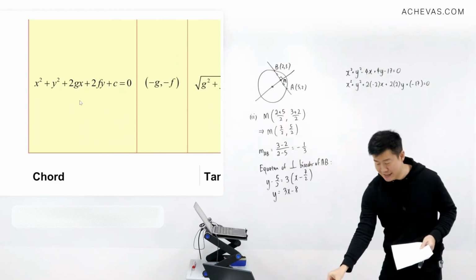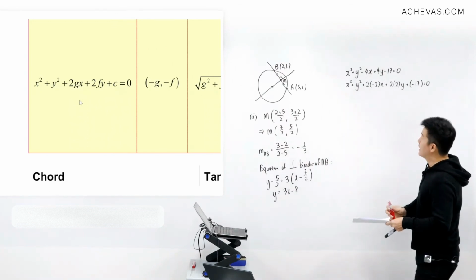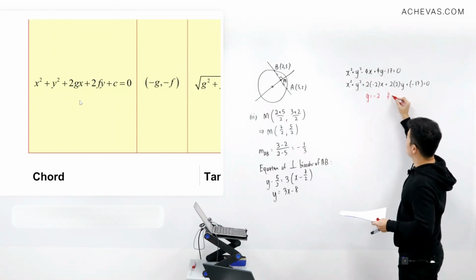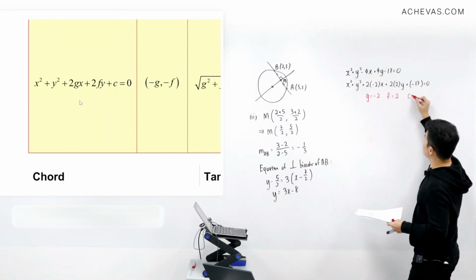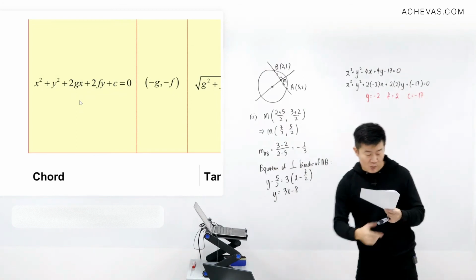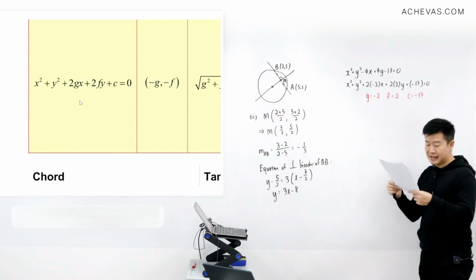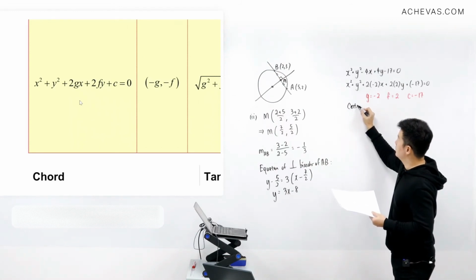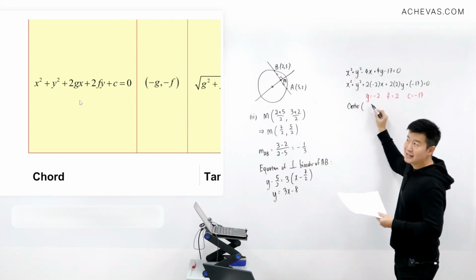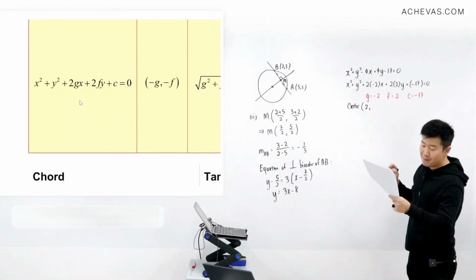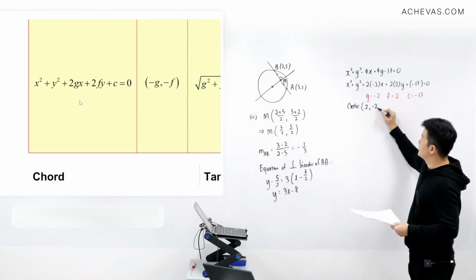So now that it is in that form, we can then know what is g. g is minus 2. We know what is f. f is 2. And we know what is c. c is minus 17. So from here, we will then be able to find the center and the radius of the circle. The center of the circle is going to be at minus g, according to the formula that we have there. So it's going to be 2, then minus f, which is going to be minus 2.